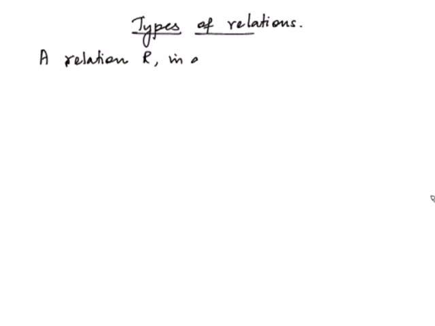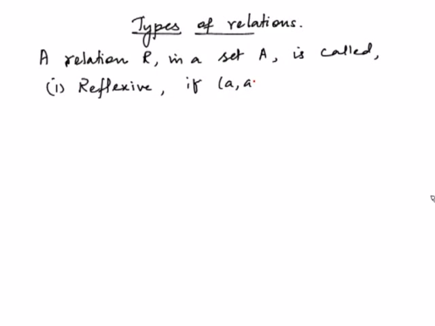Continuing on the types of relations, a relation R in a set A is called reflexive if (a, a) belongs to R for every a belonging to A.